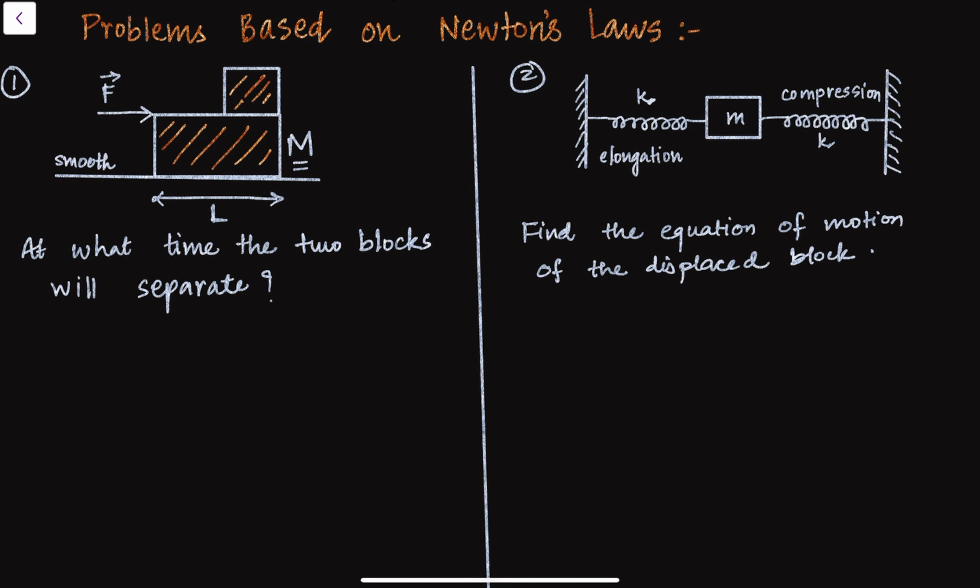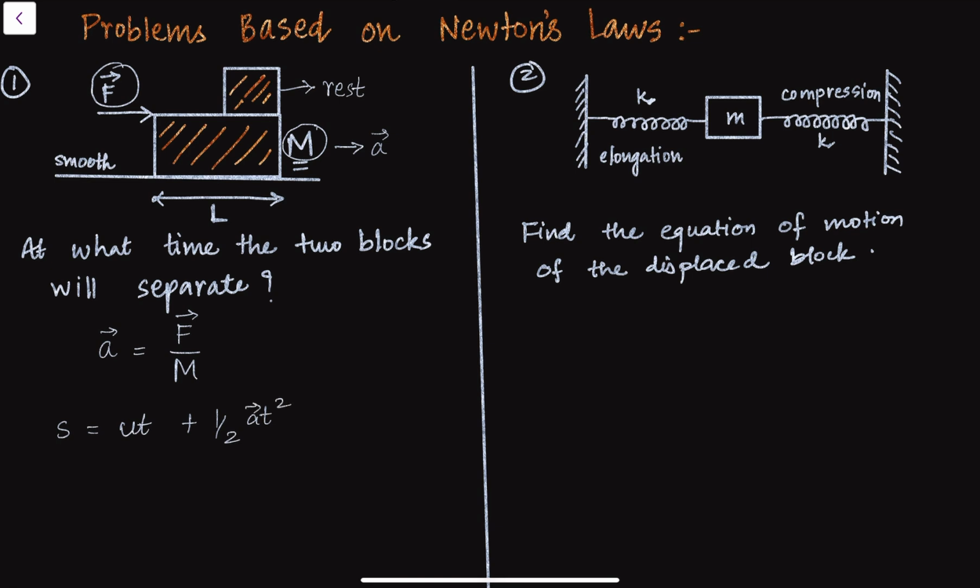To find it, we need to analyze the equation of motion carefully. In this case, since the force is being applied on the bigger block of mass m, it will accelerate. But the smaller block will stay at rest. So now we can find the acceleration of the bigger block, which will be the force applied, F, over the mass m. Now using this, we can write the equation of motion, which is S equals ut plus half at squared.